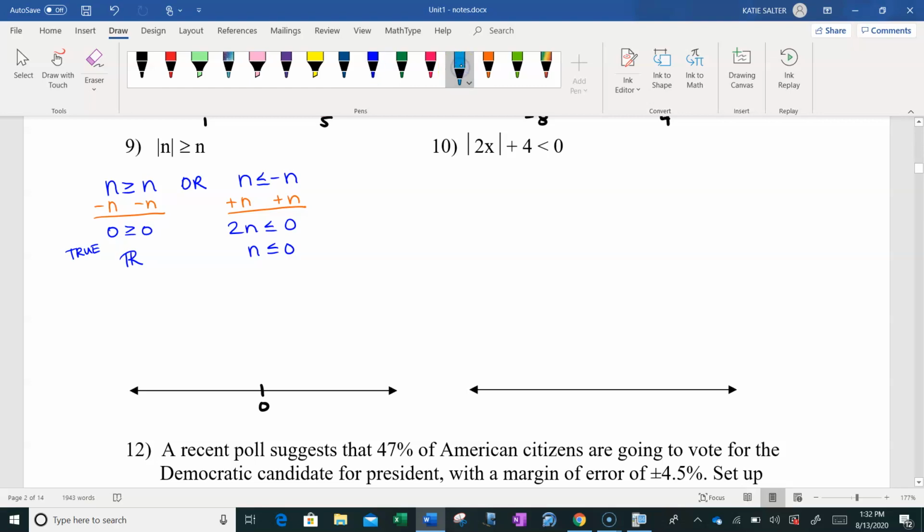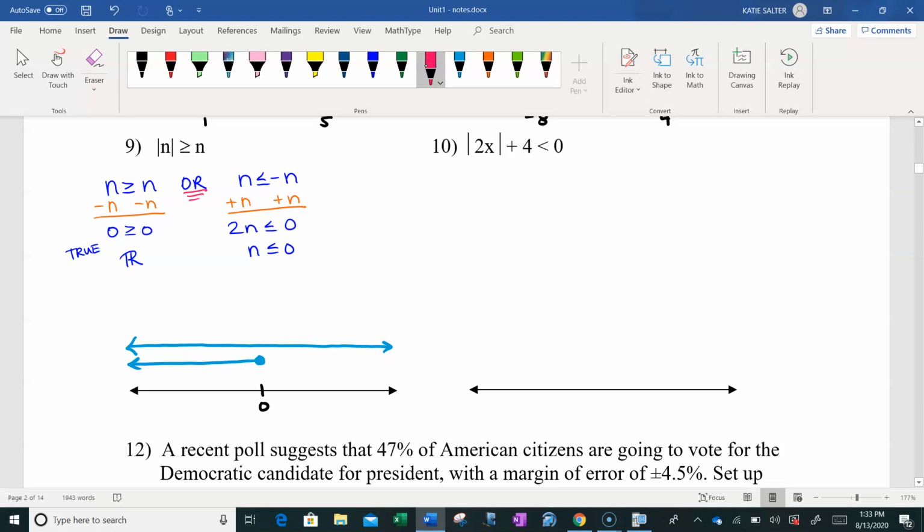So we graph both of these. Remember, all real numbers would be every number on the number line. And the next one is n is less than or equal to 0. So that would be a closed hole at 0, shaded to the left. Because this is an or problem, we want to make sure we graph the union of these two solutions.